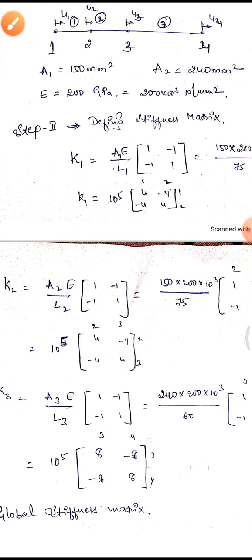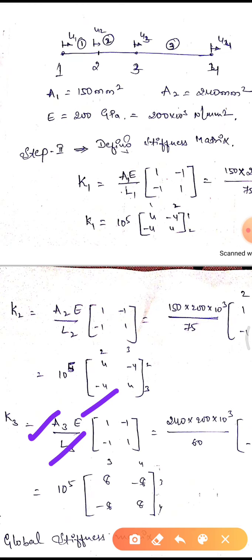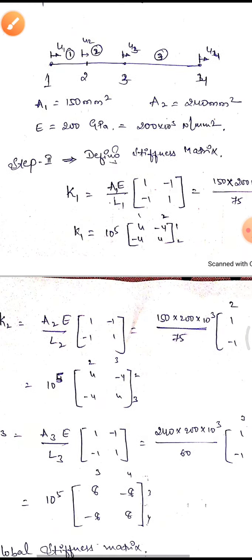Similarly, we need to find the stiffness matrix for the third element. The third element is connected between 3 and 4, right? Here again we need to write A3 E3 by L3. A3 is the cross sectional area of the third element, which is given here as 240 mm square. That's what we have written here.